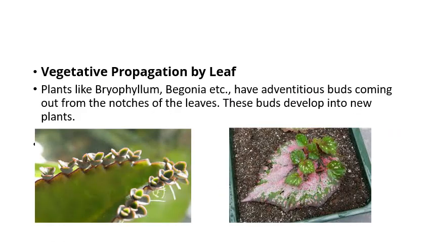Now let us discuss vegetative propagation by leaf. Children, have a look at these pictures now. These are bryophyllum and begonia. They have adventitious buds. You can see these are the adventitious buds, coming out from the notch of the leaf. These buds develop into a new plant. So this is what we call vegetative propagation by leaf.